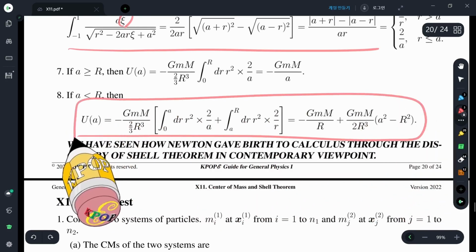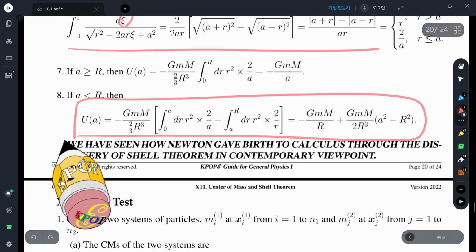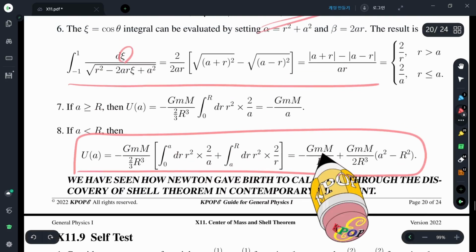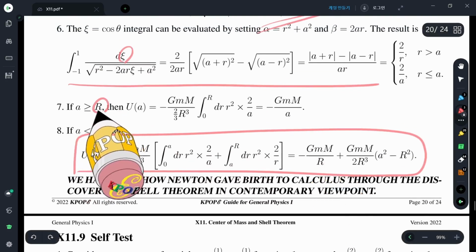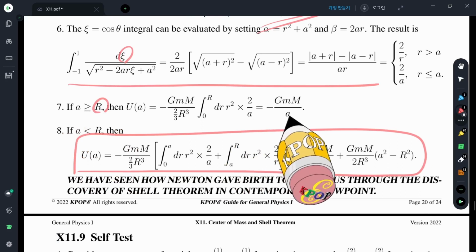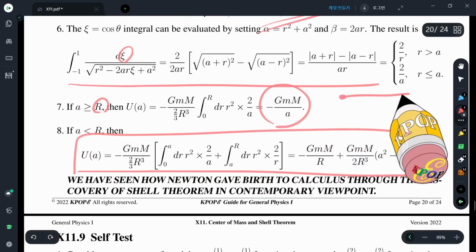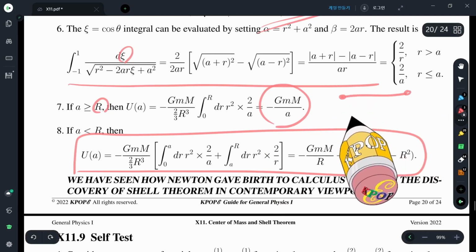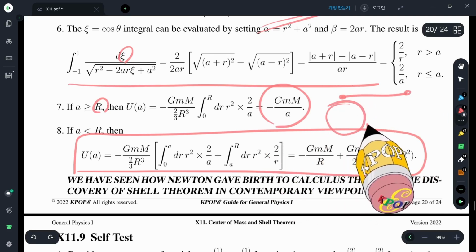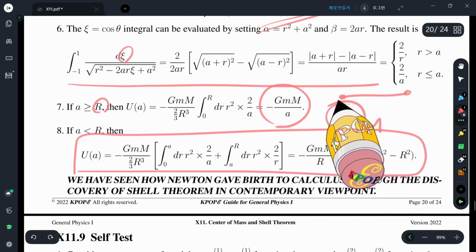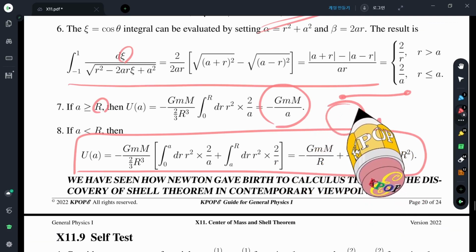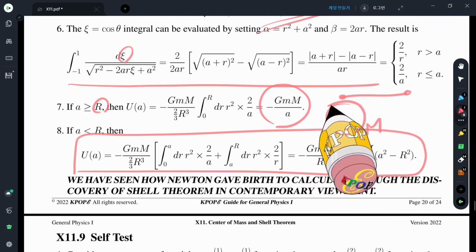Finally, we have this result. Outside of the sphere, the answer is exactly the same as for a point mass, exactly the same as a spherical shell of mass M, where all the mass is concentrated on the spherical surface.